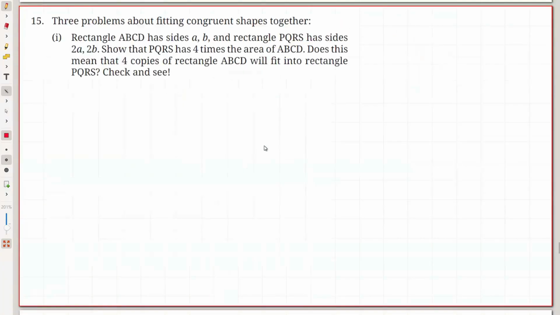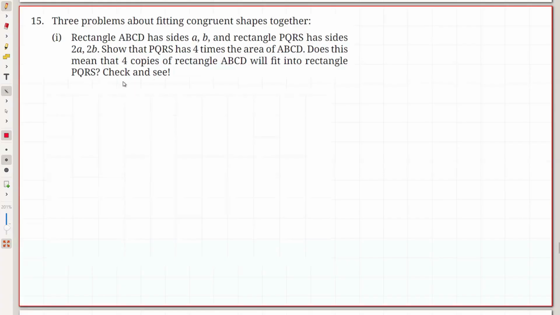So next, question number 15. Three problems about fitting congruent shapes together. So we have three problems. This is the first question. Rectangle ABCD has side AB and rectangle PQRS has sides 2A and 2B. Show that PQRS has 4 times the area of ABCD. Does this mean that 4 copies of rectangle ABCD will fit into rectangle PQRS?